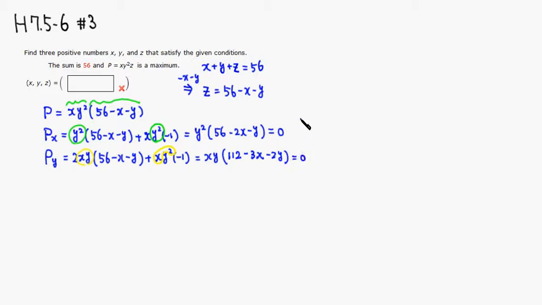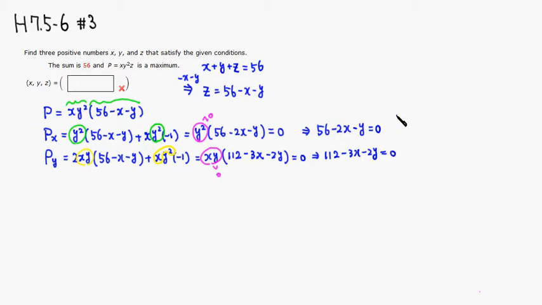Since x, y, z are positive numbers, you can see that these factors are positive, so they're never 0. So you only have 2 equations we need to look at: 56 minus 2x minus y is equal to 0, and 112 minus 3x minus 2y is equal to 0.